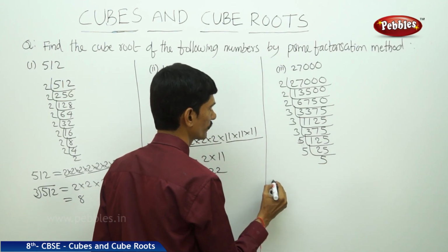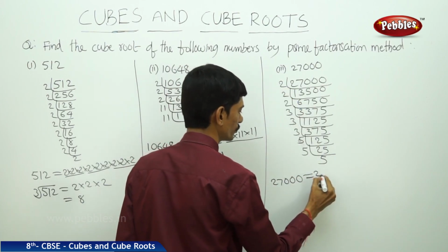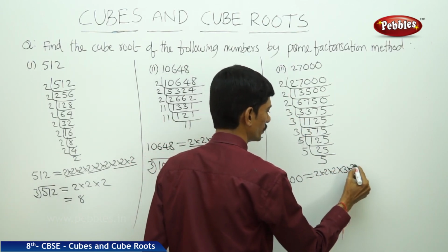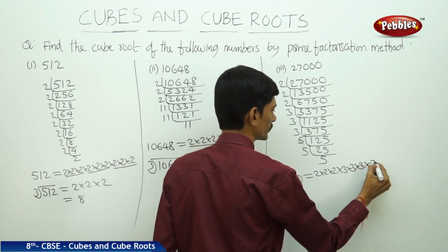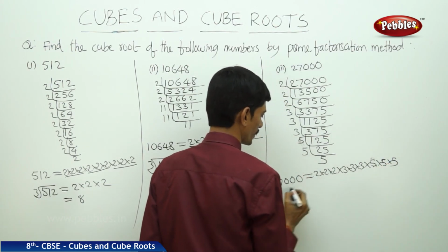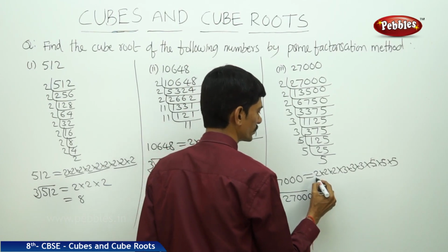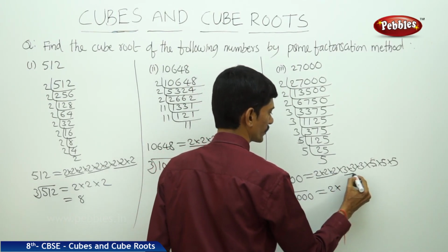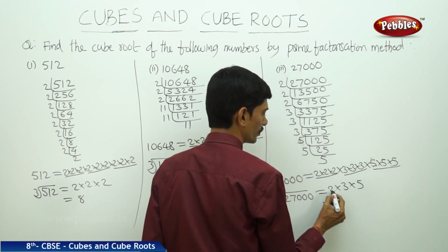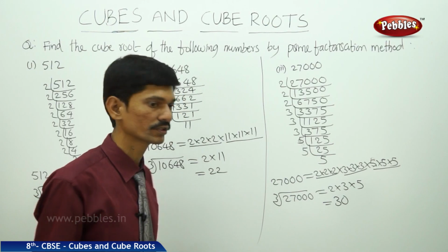So we can write that 27,000 equals, there are 3 2s, 2 into 2 into 2, there are 3 3s, 3 into 3 into 3, and there are 3 5s, 5 into 5 into 5. Now the cube root of 27,000 equals, for these 3 2s we can take one 2, for 3 3s one 3, for 3 5s one 5. This equals 2 3s are 6, 6 5s are 30. So 30 is the cube root of 27,000.